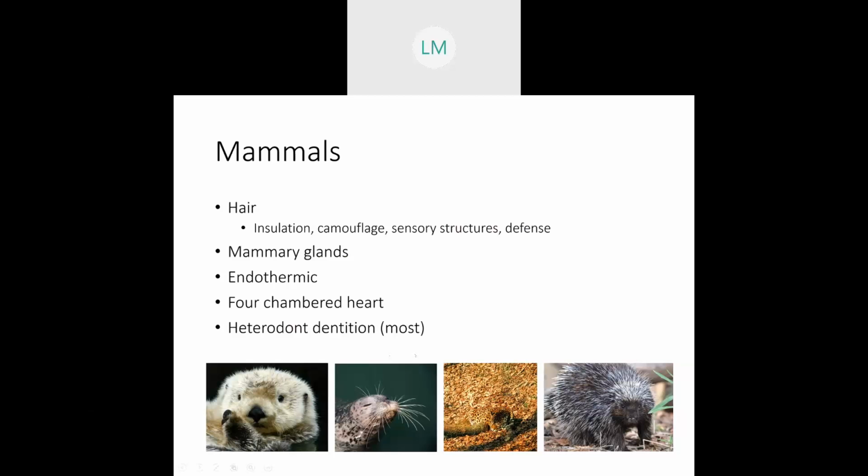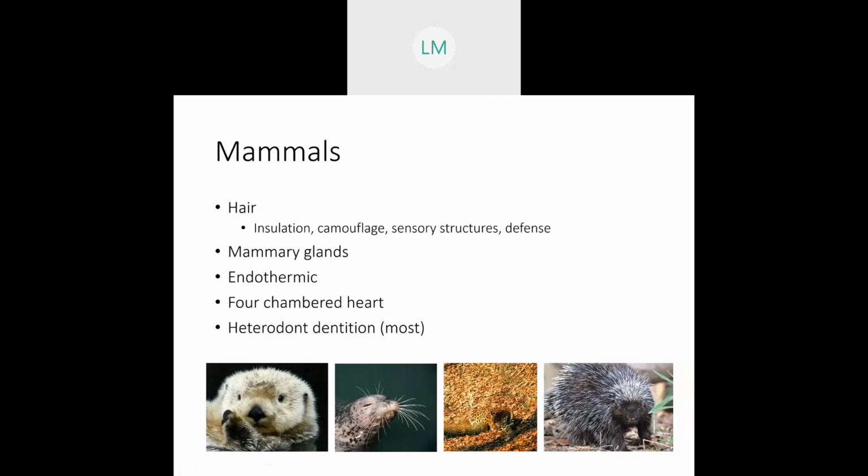It can be used for camouflage. Here we've got some camouflage happening there with a big cat. Sensory structures. Here is a seal that has some pretty intense whiskers, some vibrissae here. Those are just modified hairs, right? So helping with sensory structures there. And then sometimes hair is modified into defense structures. So our porcupine here, these quills that it has are just modified hairs. So hair is a new trait for this mammal group, but it can be used for a lot of different things. Mammals also have mammary glands.